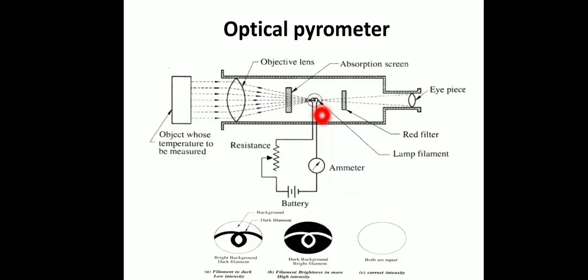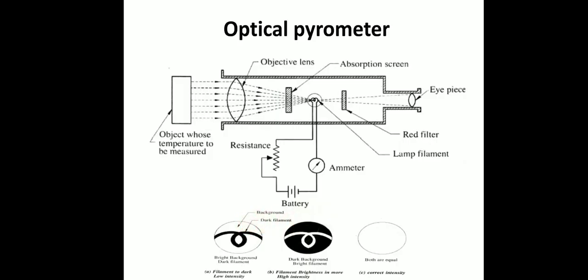The lamp filament will be switched on by using a battery supply and adjusting the resistance. You can see the glowing of light, and through the eyepiece you can look at the material, which can be seen in 3 different forms. When you are looking at the lamp filament, it will give 3 figures. If the figure is like this, that is, the filament is black in color and the background is white, it means the light is under low intensity. We cannot measure until the background and filament colors are the same.